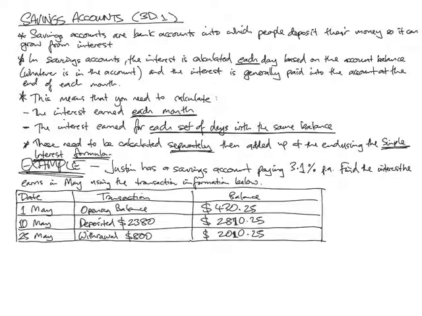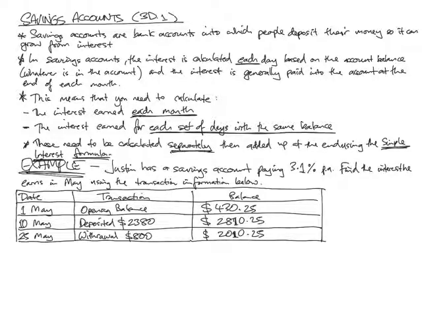So in savings accounts, the interest is calculated every day, each and every day, based on the account balance, so whatever is in the account. The account balance is whatever is in your account at that point in time. And then the interest is paid into the account at the end of each month. So it's not like compounding interest the whole time, because your balance can change.